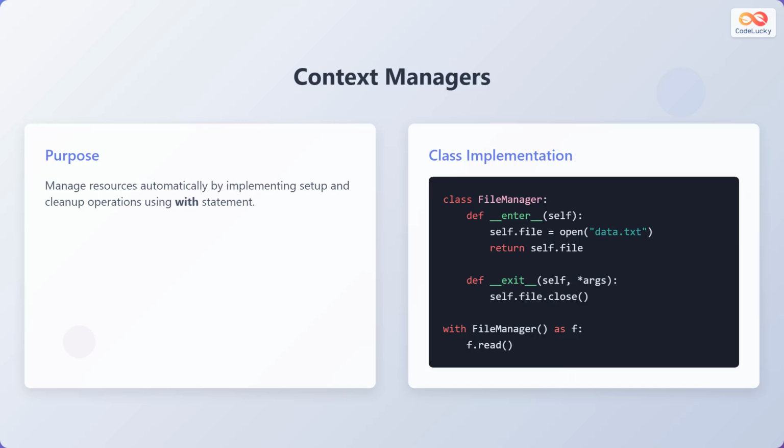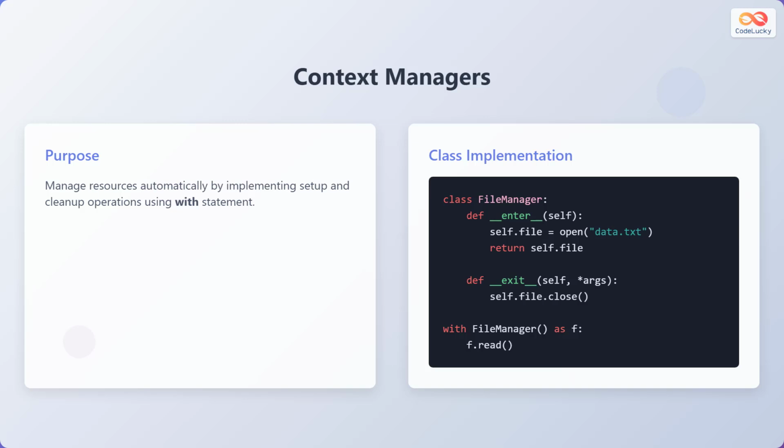Context managers in Python provide a clean way to manage resources by ensuring proper setup and cleanup operations. They are commonly used with the with statement to guarantee that resources like files, database connections, or locks are properly released even if an error occurs. To create a context manager using a class, you implement two special methods, __enter__ and __exit__.